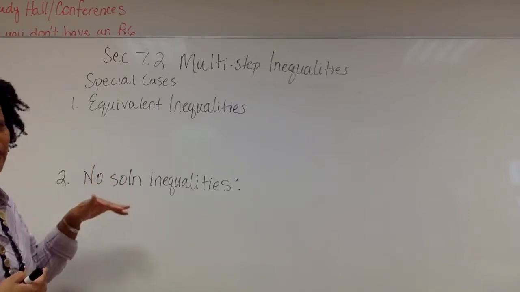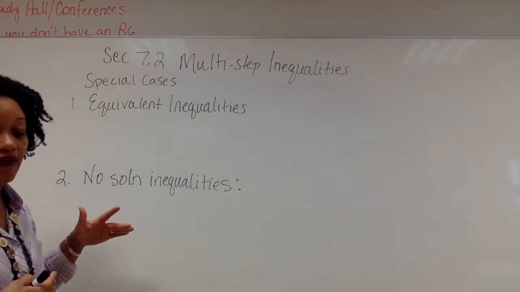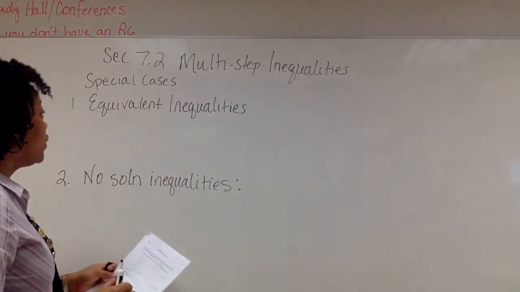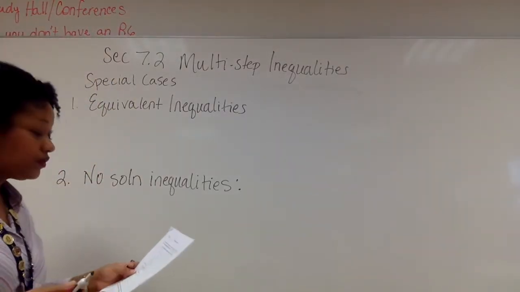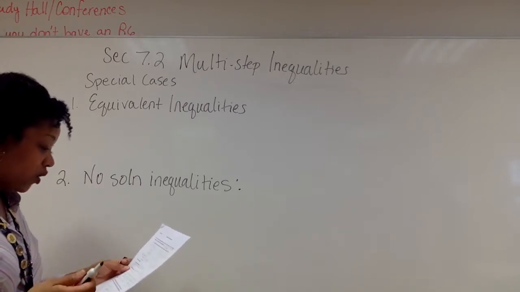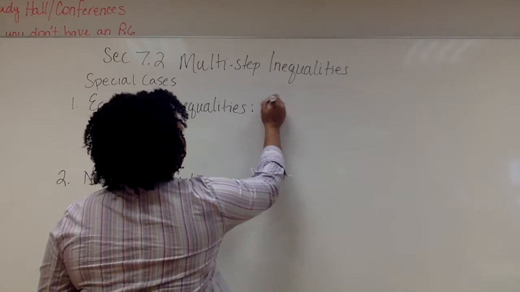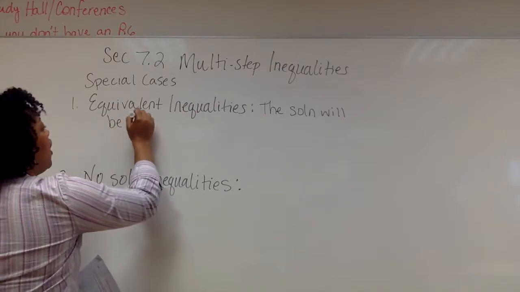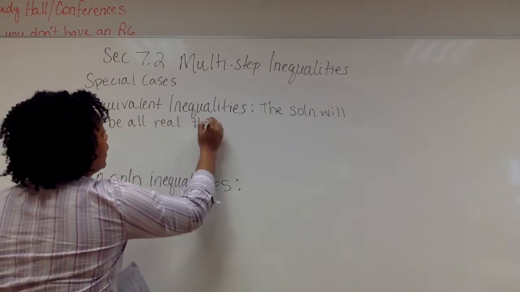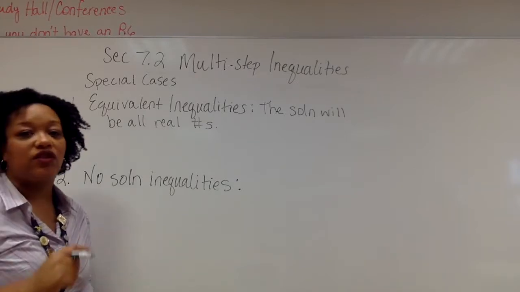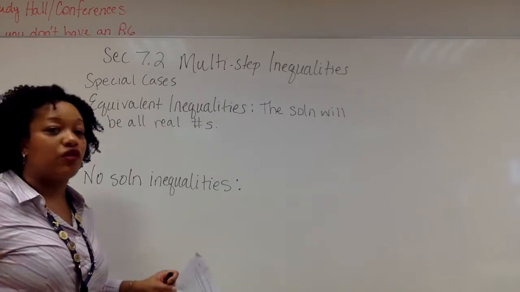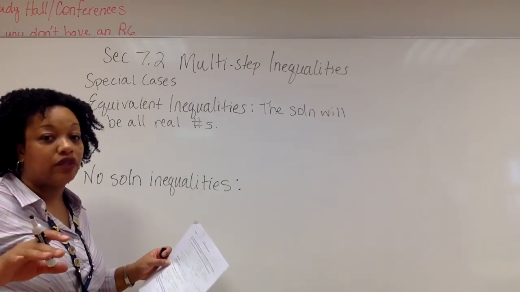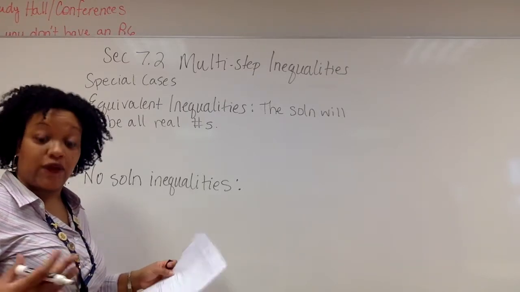Okay, so this is the type of inequality that you're going to have. So when we talk about the equivalent inequality, what I want you to write down, equivalent means everything is the same. So an equivalent inequality means that your solution will be all real numbers. Okay? So if I was to ask you to graph that solution, you would just graph a number line. Everything is included, positive, negative, to the left, to the right. Every single number is a solution for that inequality.